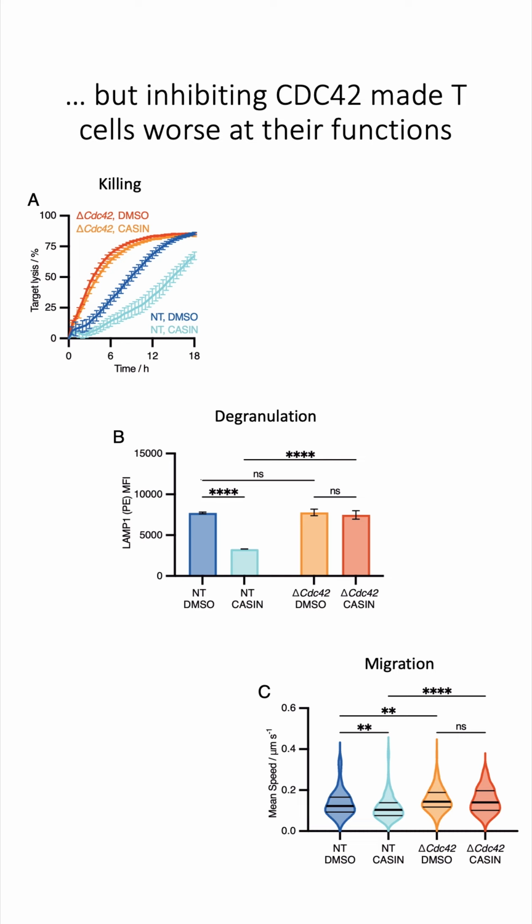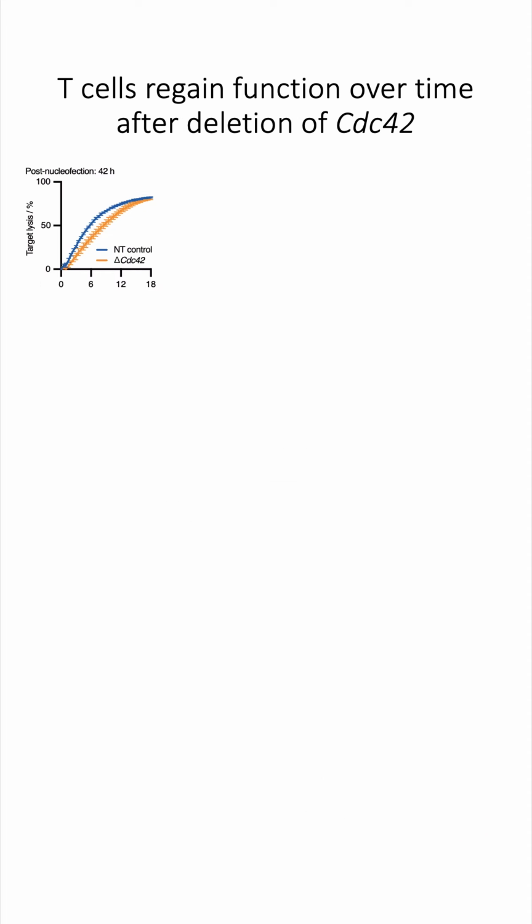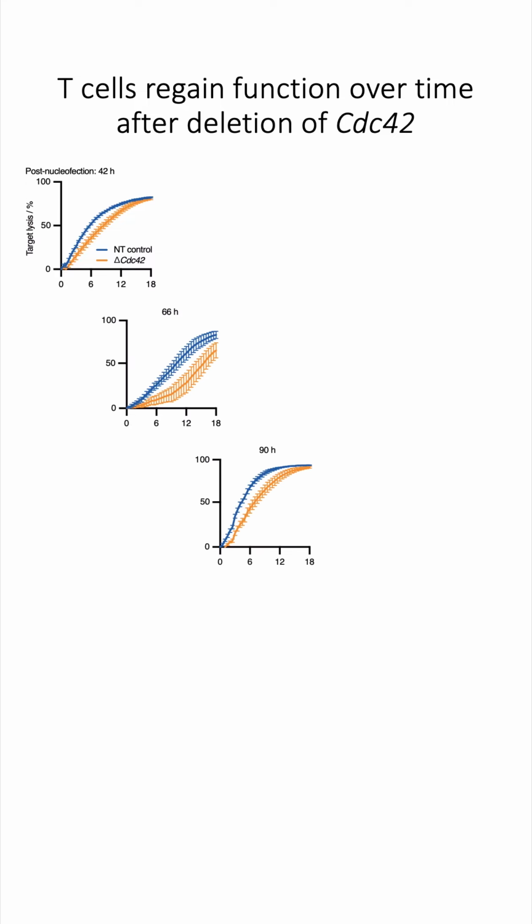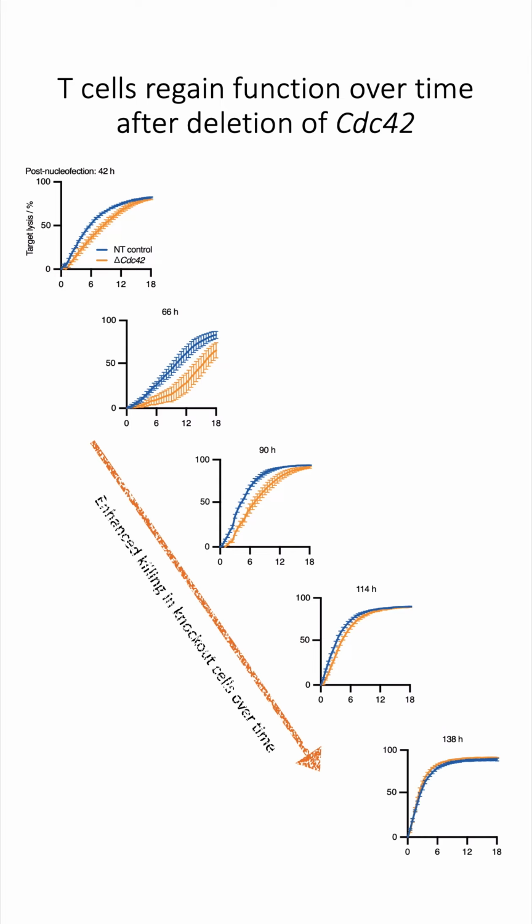A key insight to explain this discrepancy between the inhibitor experiments and the gene deletion experiments came when we did a time course of killing assays daily after nucleofecting the cells with the CRISPR machinery. We found that initially the Cdc42 knockout cells were actually worse at their function, like when we inhibited them, but gradually they regained their function over time.